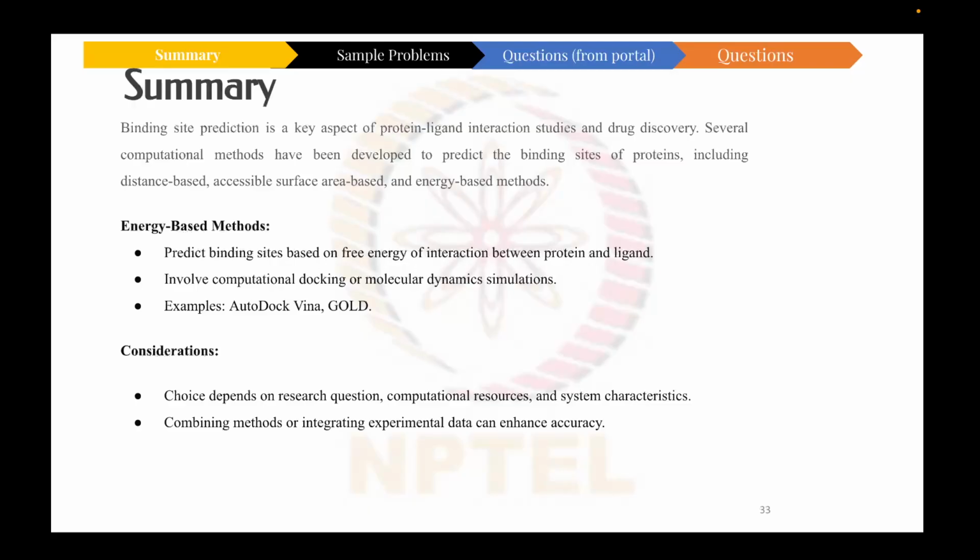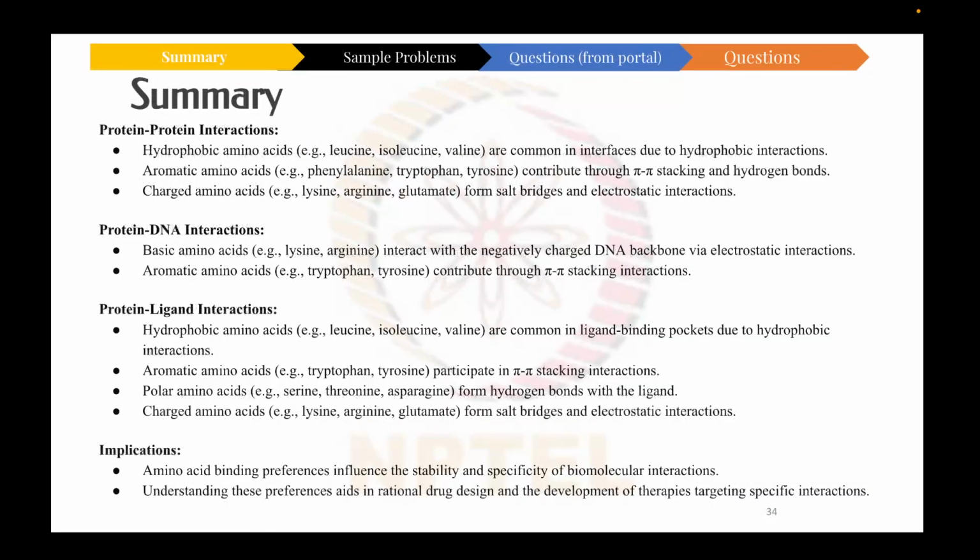So the choice of the method depends upon various factors such as the research question, availability of computational resources, and characteristics of the protein ligand system being studied. Combining multiple methods or integrating experimental data can enhance the accuracy of binding site prediction. In summary, each method for predicting the binding sites has its own strengths and limitations, and researchers can choose a method or a combination of different methods based on their requirement.